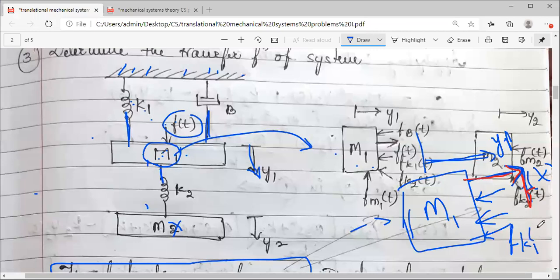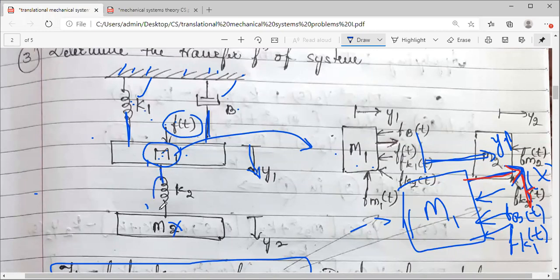And you can write, I cannot do it through the mouse, F K1 of t. Of t, you always write. And that is done for the spring. Damper is B, so I will take one more force, say FB. Okay, FB of t, second force.